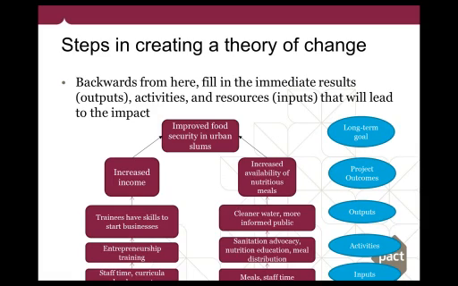Anyway, the basic idea behind this is that you put each of the steps in individually. You have the inputs, the things that the project puts in, to the activities, which I think are pretty clear, the actual things the project does. Then the outputs are the immediate consequences of the activities, like new skills, a better educated public. The outcomes are the longer term things that they lead to, and those in turn lead to the ultimate goals.